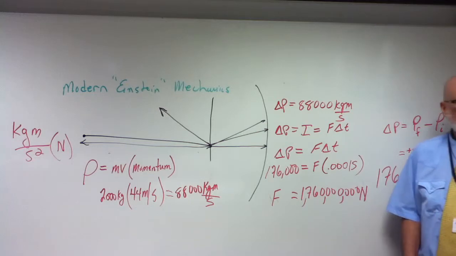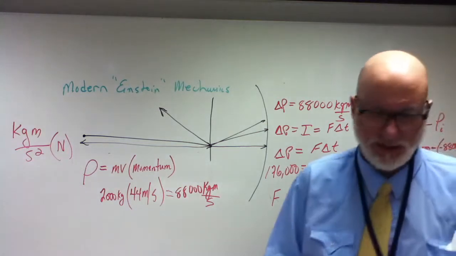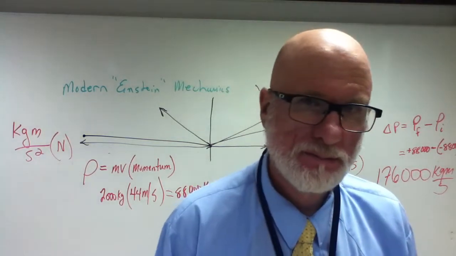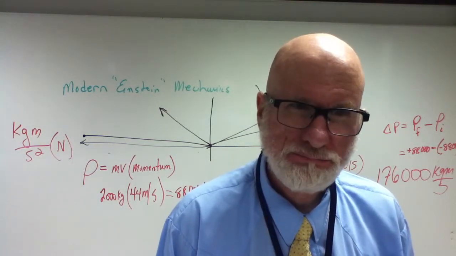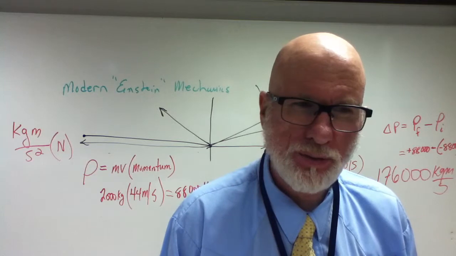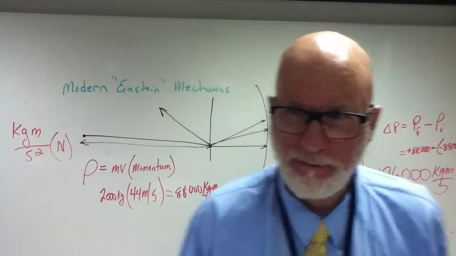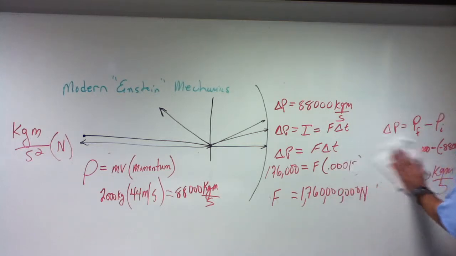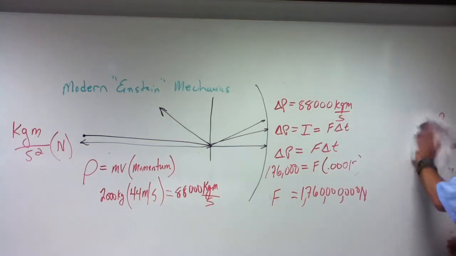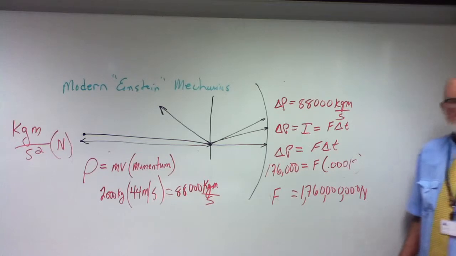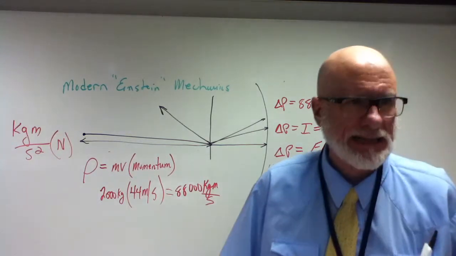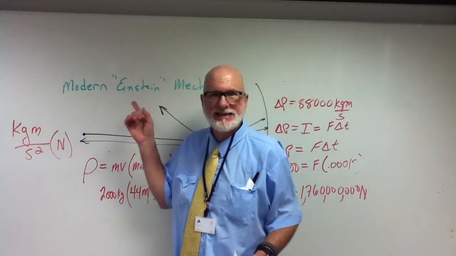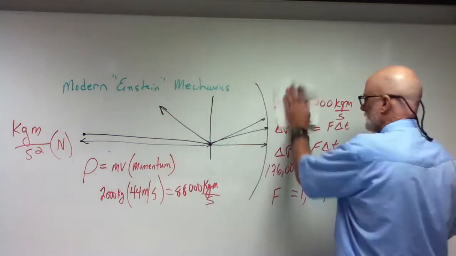So that's just a little bit of an idea of classical mechanics. What do we use classical mechanics for? Large objects. It's called Newtonian or classical mechanics, as opposed to modern or Einsteinian mechanics.